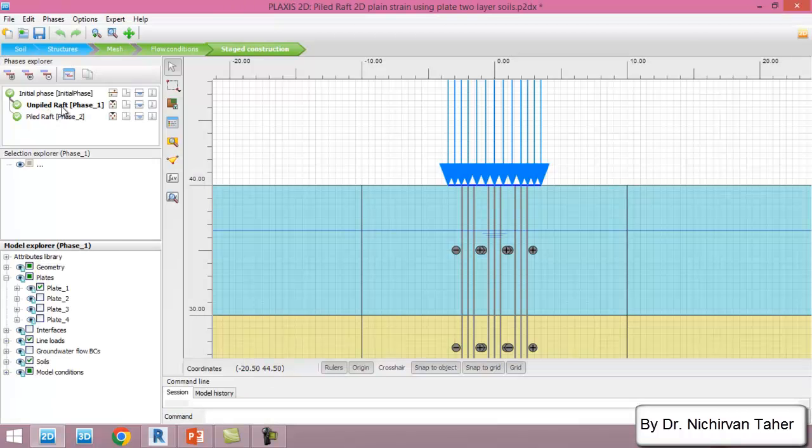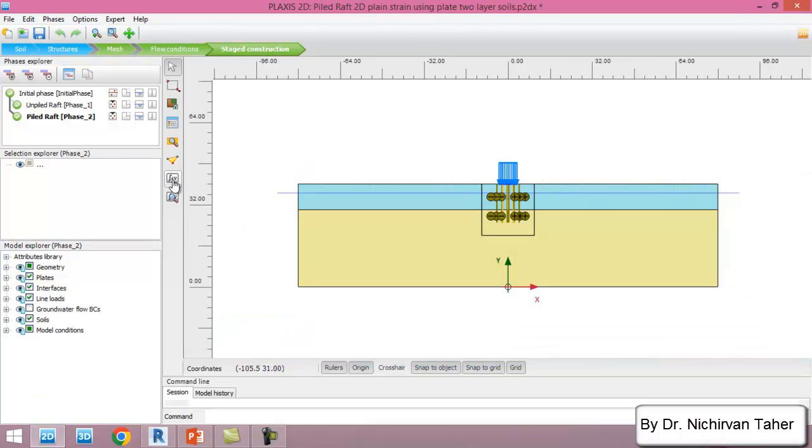So in the unpiled raft phase, we only activate the plate for the raft foundation, and we activate the load as well. In the piled raft foundation, we activate all plates for the raft foundation and plates for the walls as well. Also, the interfaces are activated in this stage. After that, we can start the calculation, as I already calculated, and we can see the result in here.